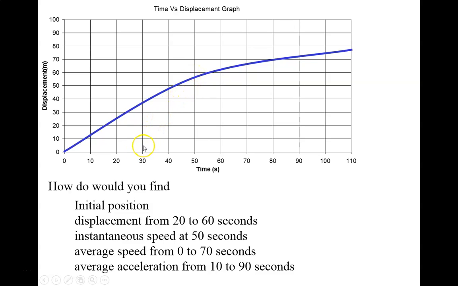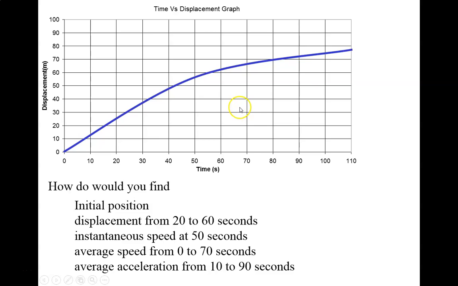The average speed from 0 to 70 seconds. Well, for average speed, you're going to use average speed equals displacement over time. So over the course of the 70 seconds, my displacement was about 66, and my time was 70, so 66 divided by 70, so whatever that is. And so what we're doing is we're making a big triangle that follows this shape.